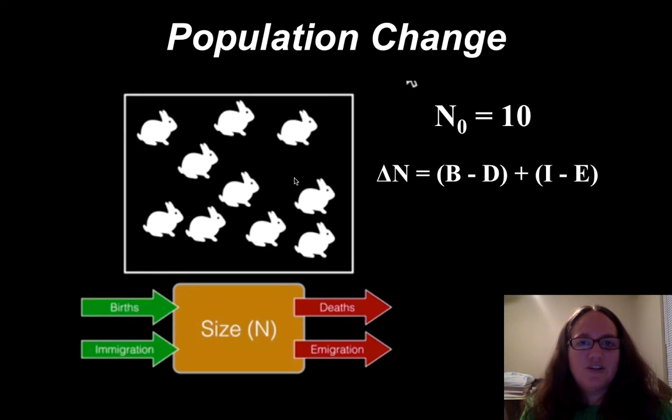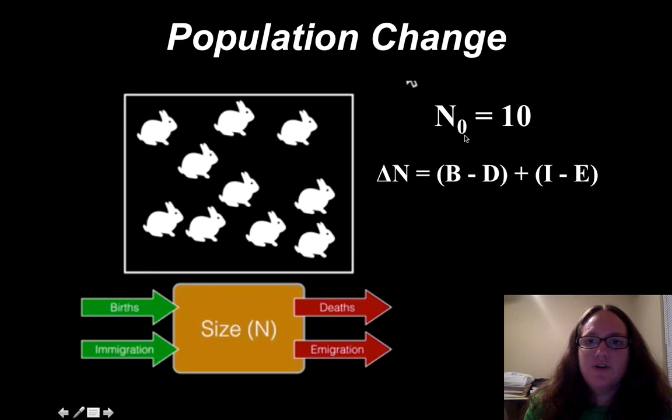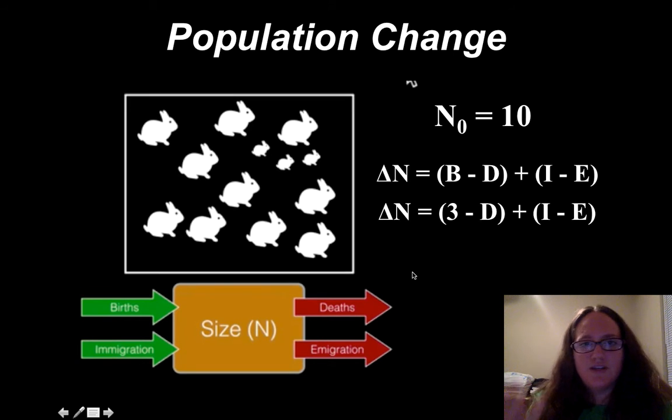So looking at populations, we need to be able to calculate population change. Here is your formula. Now we're starting with N naught, that's your initial population. And our initial population in this situation is 10 rabbits. So we have 10 rabbits in this box. Now how do we calculate a change? Well, our formula is going to be births minus deaths, plus immigration, minus emigration. So how many individuals are born, how many individuals died, how many individuals immigrated, coming in, and how many individuals emigrated, they left. Okay, so we're going to go through this and actually insert some numbers here.